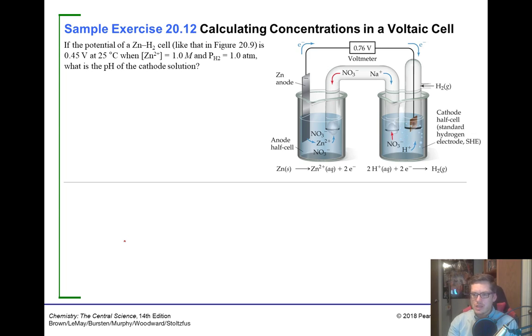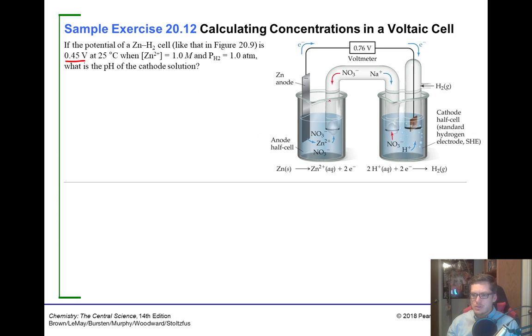This first one, we're going to calculate the concentrations in a voltaic cell. Essentially, we'll be able to measure the potential difference between two cells and then calculate the concentration. Here they said if the potential difference of a zinc hydrogen cell is 0.45 volts at 25 degrees Celsius, and the zinc is equal to 1 molar, and the partial pressure of the hydrogen is equal to 1 atmosphere, what is the pH of the cathode solution? We're going to walk through this one and then we'll try one on our own.